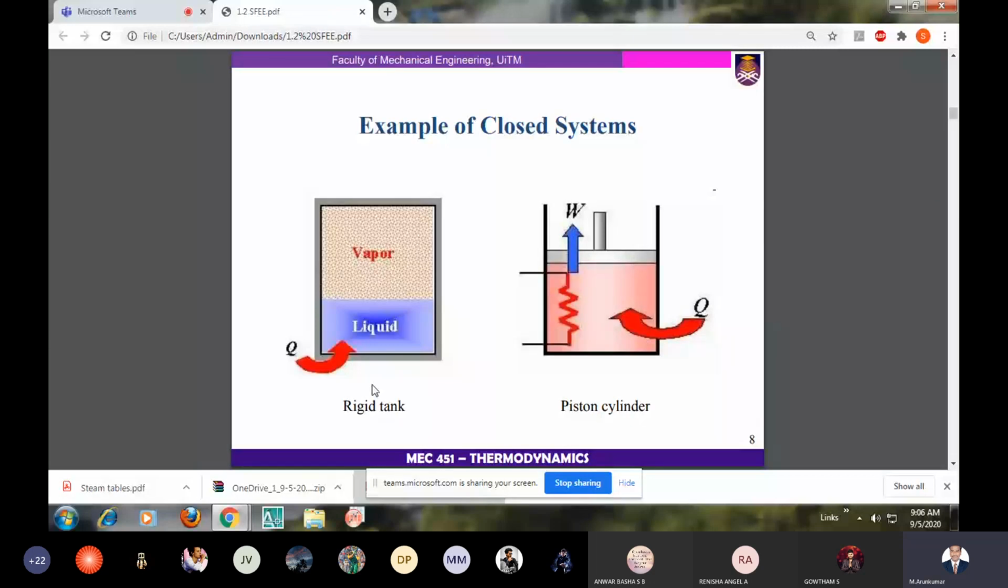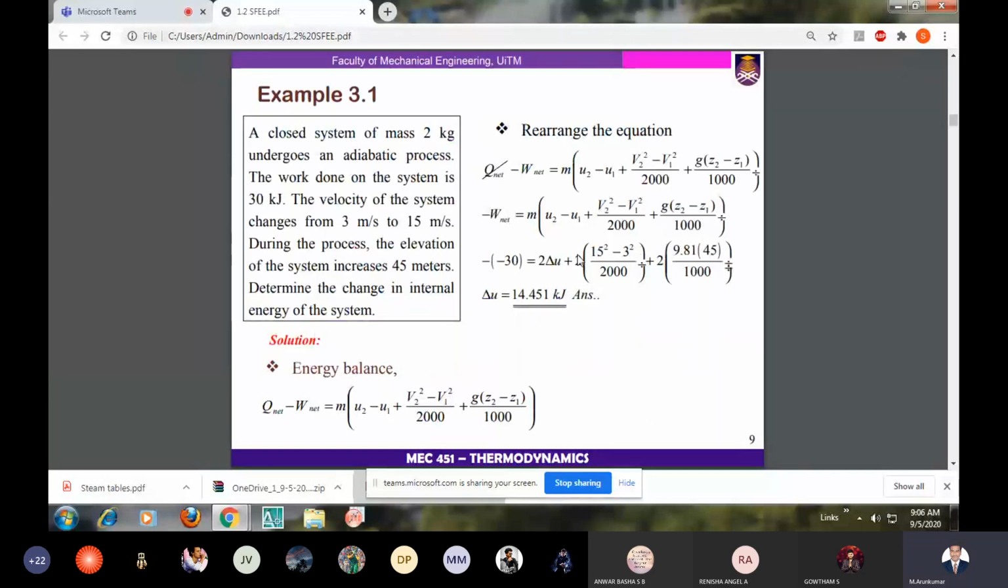This is a rigid tank. This is a piston cylinder arrangement. We can transfer the heat into or out of the system. Also, we can expect work done from the system. Then we can move to the problems.